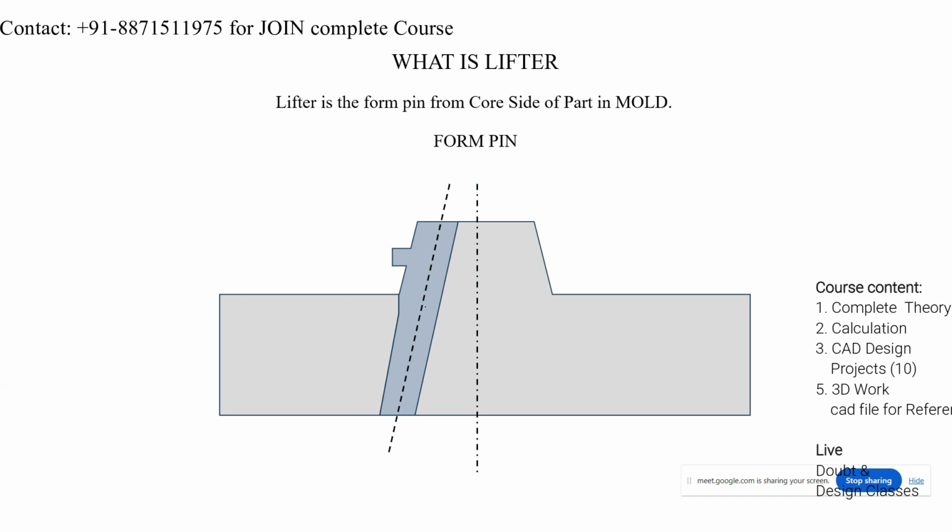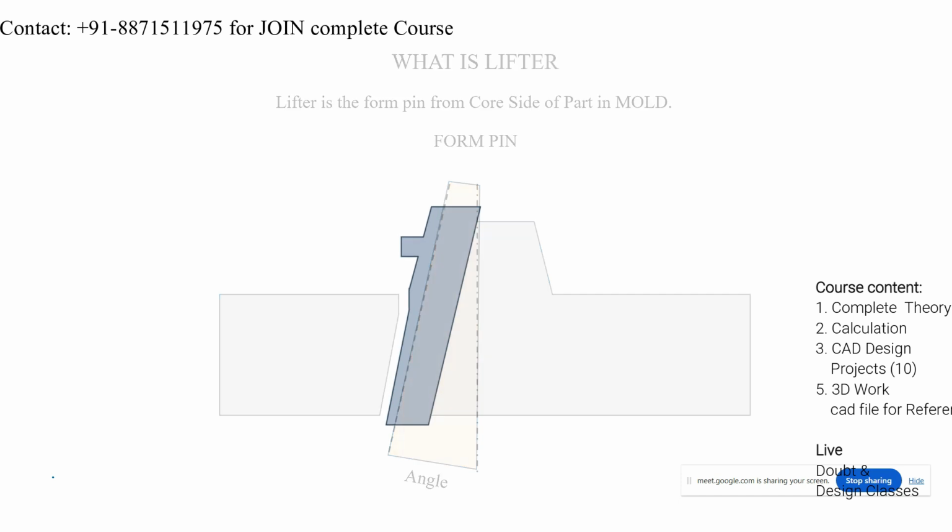What is the reason for this angle? Because of this angle, I am giving direction to this axis, so it will release the undercut and also eject the component. This angle is very important. Is it clear? See here.